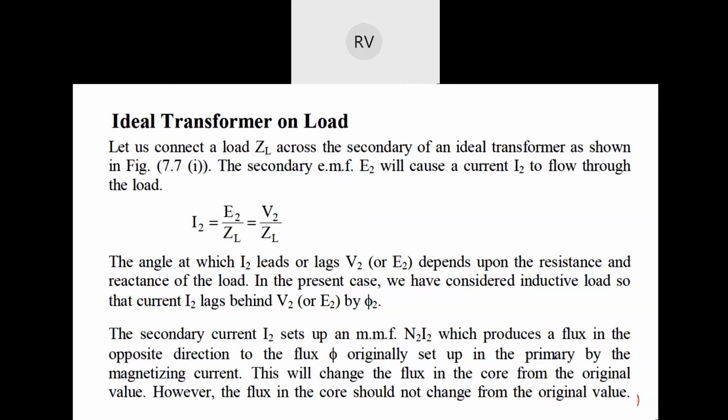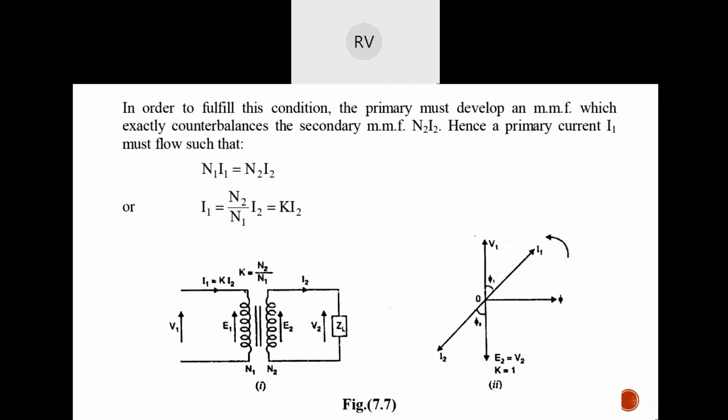However, the flux in the core should not change from its original value. In order to fulfill this condition, the primary must develop an MMF which exactly counterbalances the secondary MMF N2 I2. Hence, a primary current I1 must flow such that N1 I1 is equal to N2 I2, or I1 is equal to N2 by N1 into I2, that is K into I2.